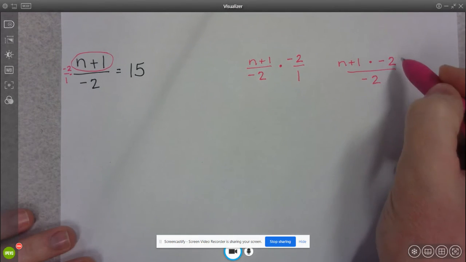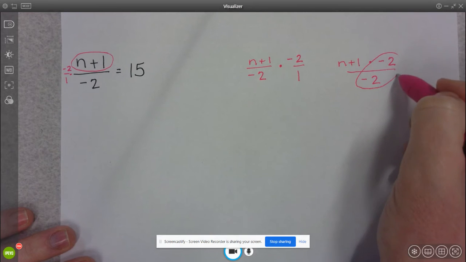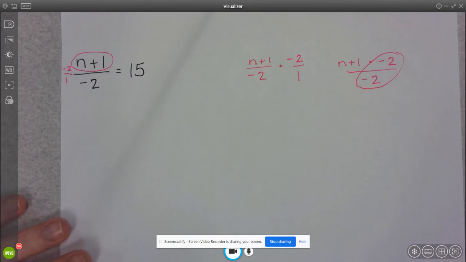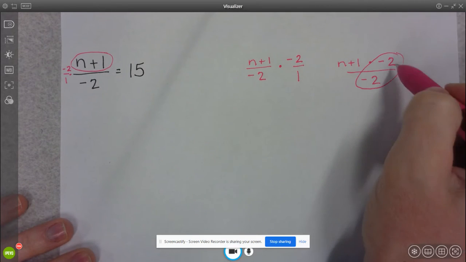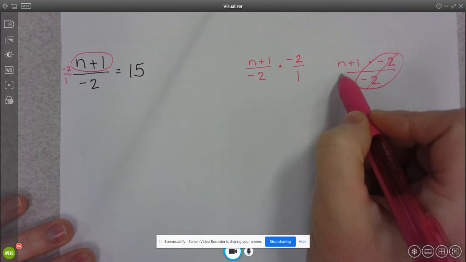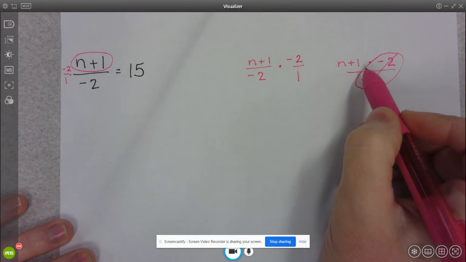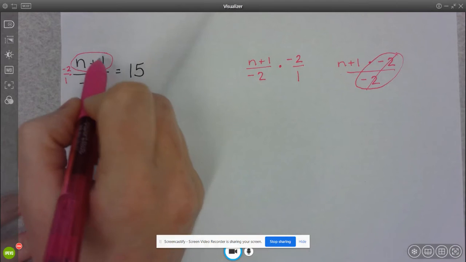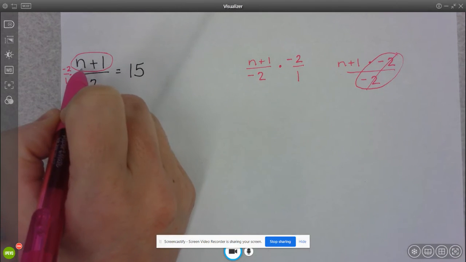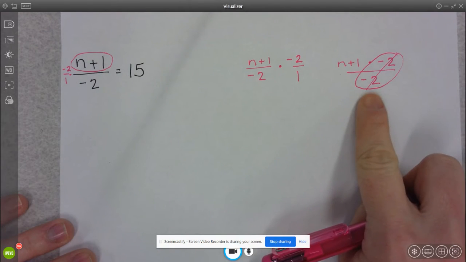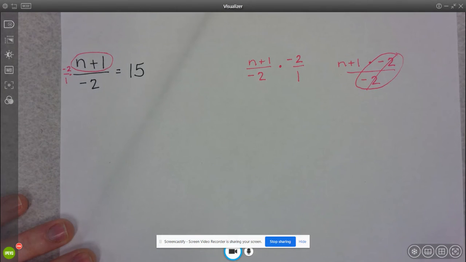And we know if I'm multiplying and dividing by the exact same number, that leaves me with 1. So I would be left with just n plus 1. So nothing about n plus 1 is actually changing because of what's happening right here. But because I multiplied by -2 on the left, I also have to multiply by -2 on the right.